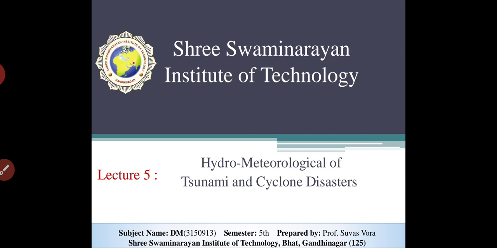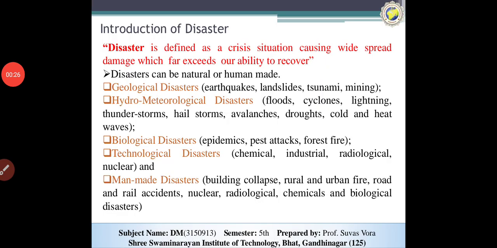So, we have already started the second chapter, and we can learn about disaster management. In the last lecture, we saw the definitions of disaster management. Then we covered the different types of disasters, like geological disasters with examples, then hydro-meteorological disasters, biological disasters, technological disasters, and man-made disasters.